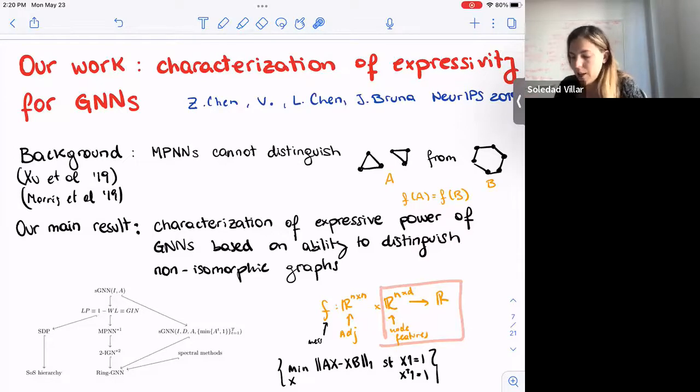So then you can look at different classes of graph neural networks and see how expressive they are in terms of what class of functions they can distinguish. And you can think of it as: if you have two non-isomorphic graphs, does there exist a function in your class that distinguishes these two objects? And you can construct a comparison of different graph neural networks using this framework.